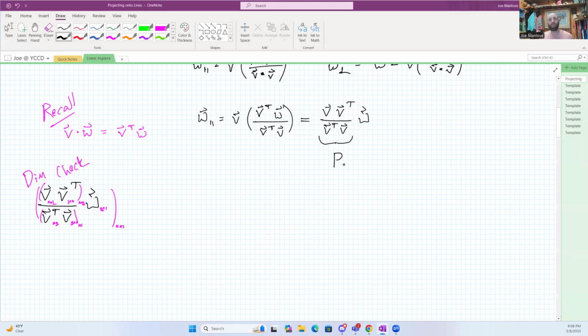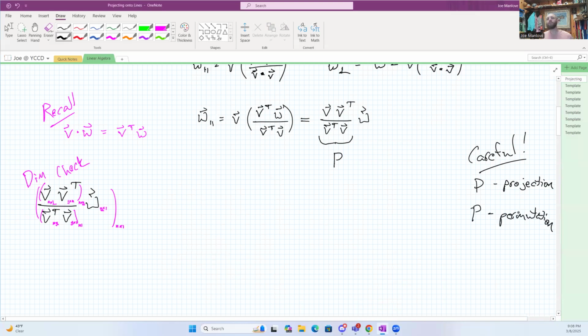You got to be a little careful now. P could be a projection matrix. P could also be a permutation matrix. So both of those are an option. In this lesson, I'm saying P is a projection matrix. You got to be careful with the book because he uses P for both things. You got to be careful with me because I use P for both things.